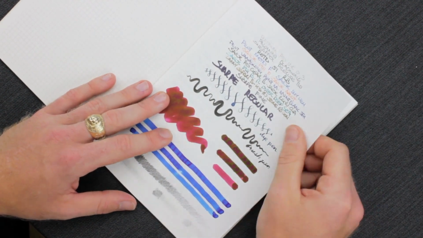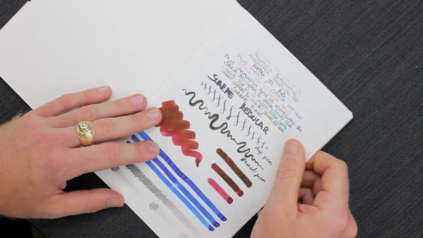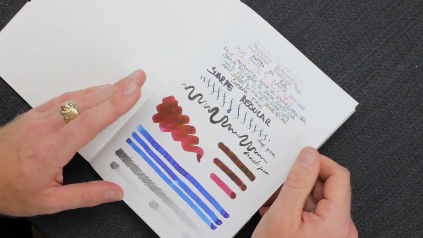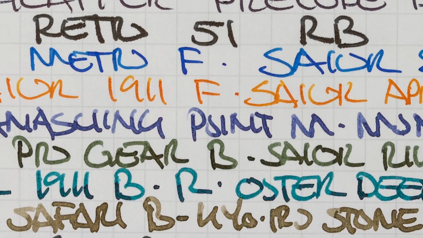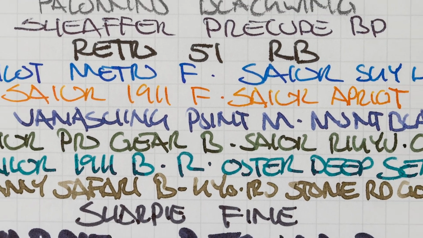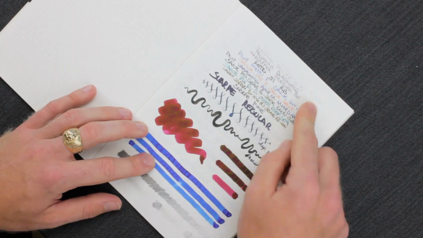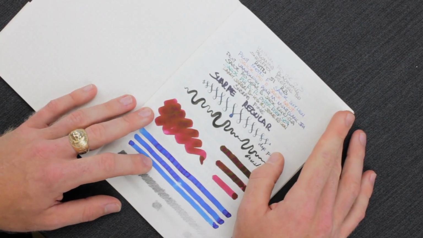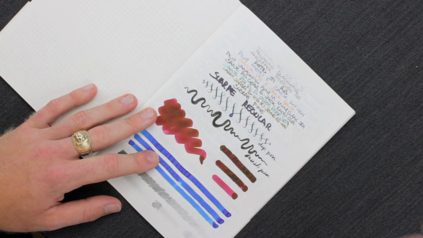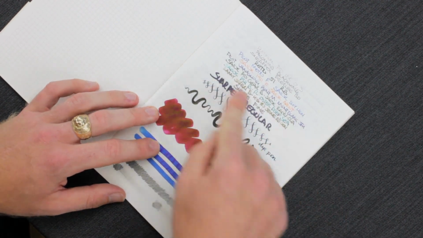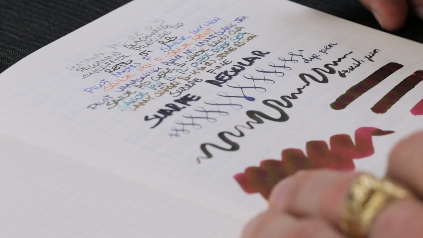This paper has a bit of a texture, so when I first opened it, I was kind of skeptical that it was gonna behave really well. Normally I like a really smooth paper, but my lord, it did just an exceptional job with fountain pens. As you can see here, we have our usual suspects. Did a great job with pencils, obviously, rollerballs, ballpoints, and just a great job with fountain pens.